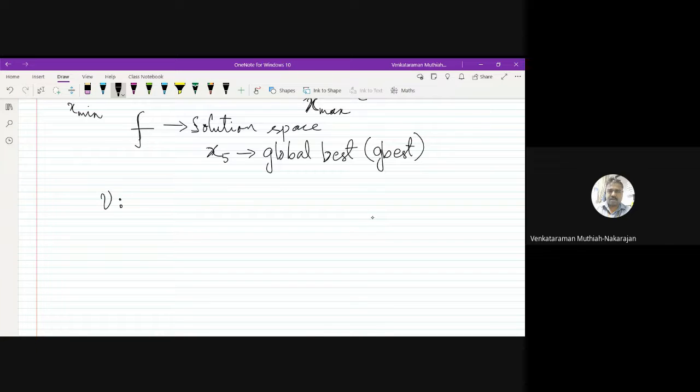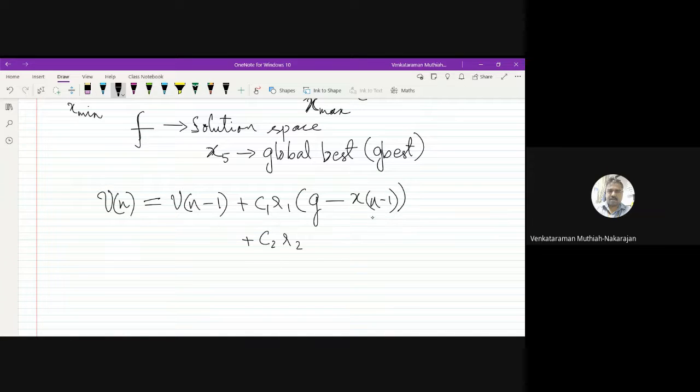V of n equals V of n minus 1 plus C1 R1 times G minus X of n minus 1, plus C2 R2 times P of X n minus 1 minus X of n minus 1.